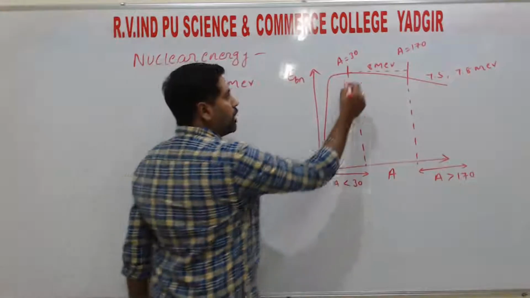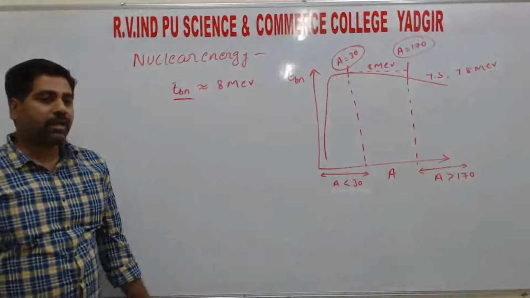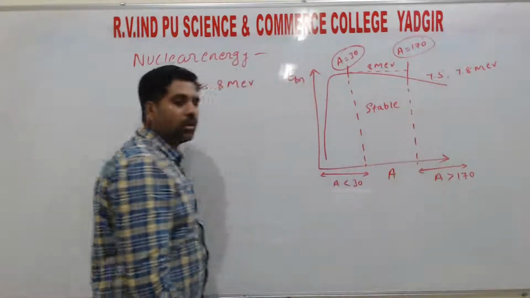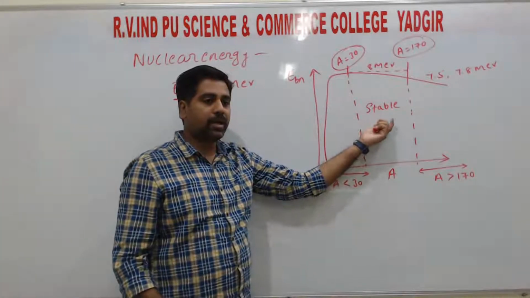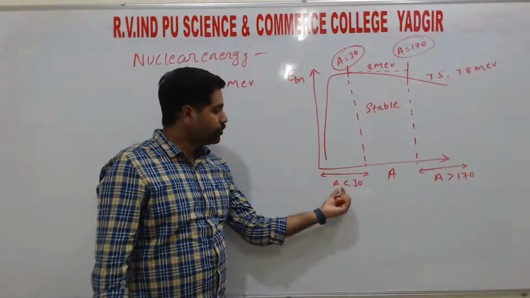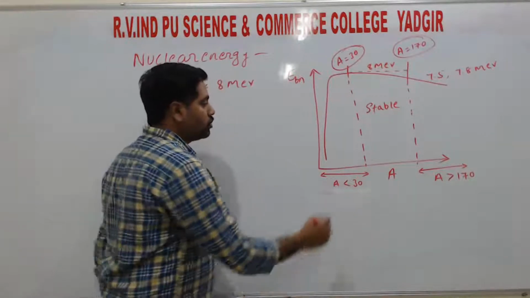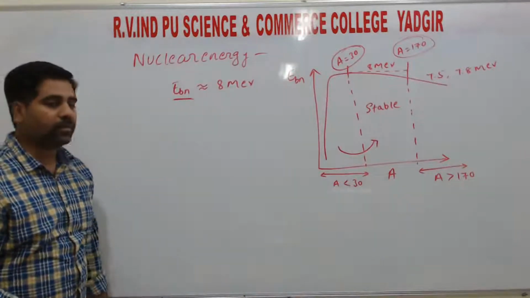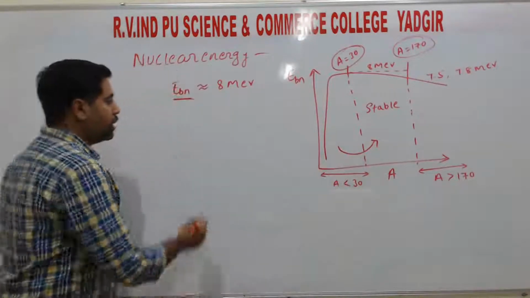Right? So the mass numbers which lie between A30 to A170, all the nuclei are stable here. The nuclei which lie between 30 and 170 are highly stable in nature, right? So the nuclei with mass number less than 30 have to reach stability by joining nuclei. That means combining two nuclei, then it goes to the stable nuclei, right?